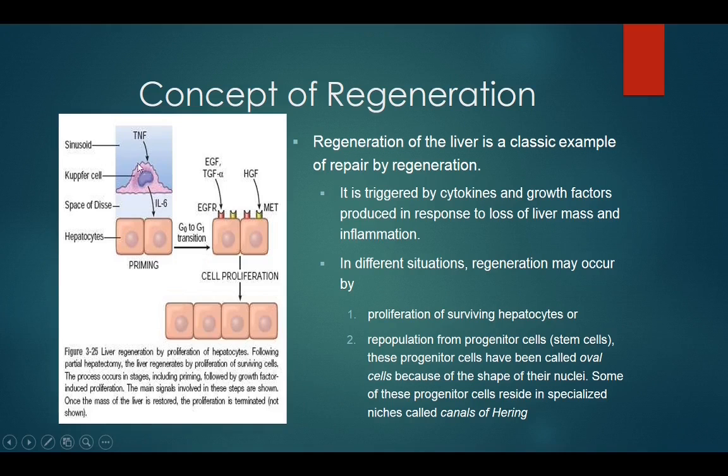So you can see this is the regeneration procedure. In the sinusoids there will be Kupffer cells, TNF will be released, and it leads to interleukin 6, and then the hepatocytes go into the transition phase of mitosis, the G0 to G1 transition. Then epidermal growth factor receptor and HGF act on this, and there will be proliferation of the liver cells. Once the original shape of the liver is restored, there will be negative feedback to the liver cells to stop this mitosis, so that there won't be extra formation of the organ.